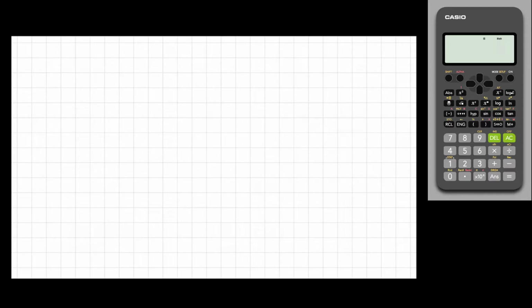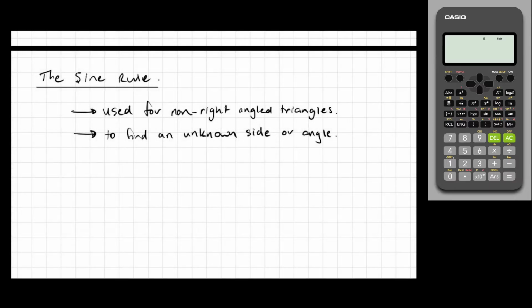Alrighty, so we're going to have a look at the sine rule. Basically the sine rule is just a way that we can find missing side lengths or angles in some triangles, okay? It's mainly used for non-right angle triangles, and at the end of the video I'll show you why this is related to trigonometric ratios in right angle triangles.